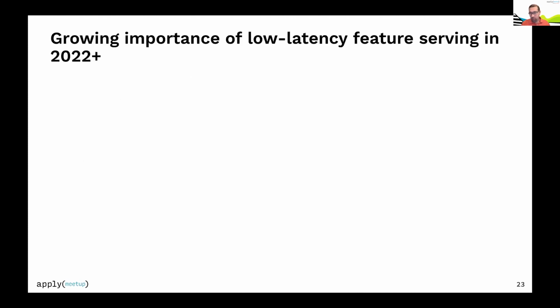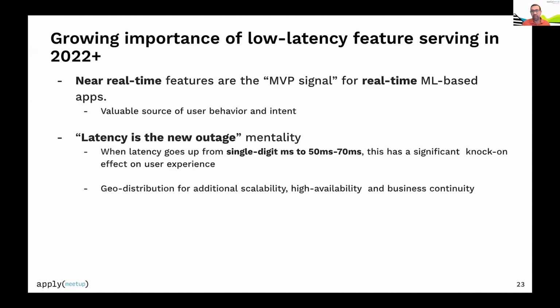And in 2022 and onwards, the importance of low latency is apparent. As we explained with the case of AT&T, near real-time features are the MVP signal for these models. They encode important user behavior and intent that is needed for real-time applications. And in this segment of ultra low latency, companies need to have latency as the new outage mentality. When latency goes from single digit to 50 or 70 milliseconds, as Guy was explaining at the beginning, this has a huge knock-on effect on that smooth customer experience. And not only that, for companies that rely on this, it has a knock-on effect on their behavior. If they can't operate your service at the speed they require, they will go somewhere else.